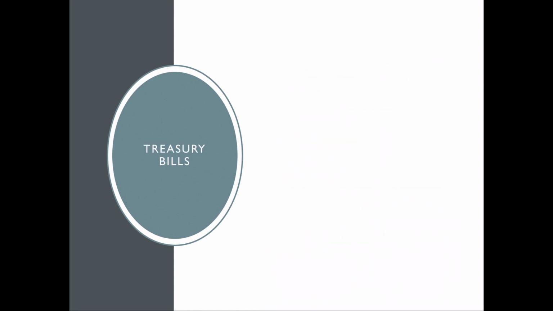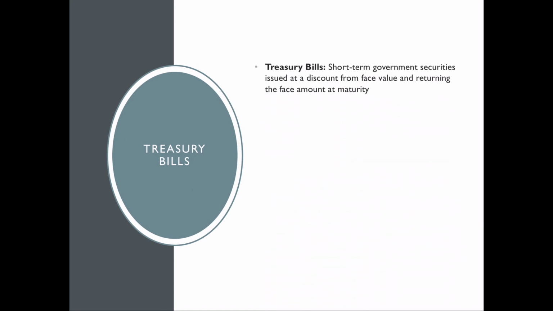So, types of money market instruments. The first one that we will be covering is Treasury Bills. What are Treasury Bills? Treasury Bills are short-term government securities issued at a discount from face value and returning the face value at maturity. All this means is that there's no intermediate interest being paid to the lender of the funds. They are lending funds at a discount and they receive a higher amount in the form of face value at maturity. Treasury bills are the most marketable of all money market instruments, and we'll discuss some of the reasons why when we discuss some of their additional features.